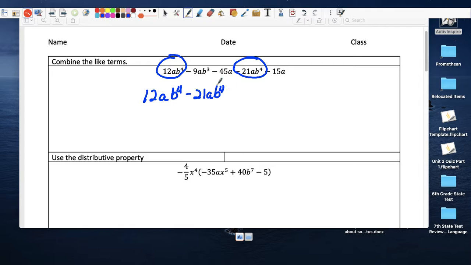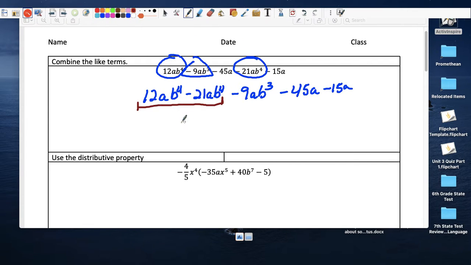12ab⁴, and then do I have any other like terms? Well, this guy definitely is not like term as anybody. But those two that I haven't circled, those two are like terms. So I'm going to put them side by side here. Let's combine. So I can combine these two.